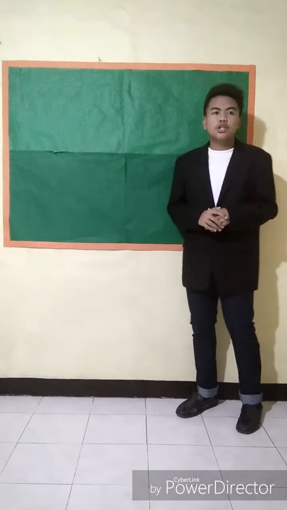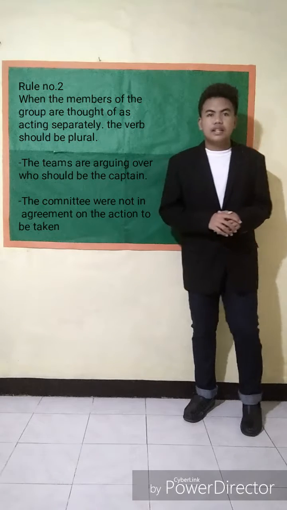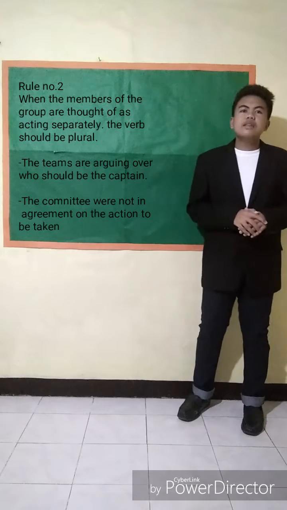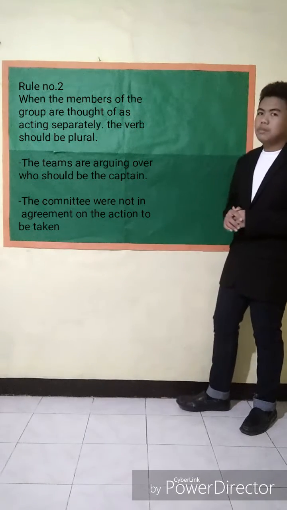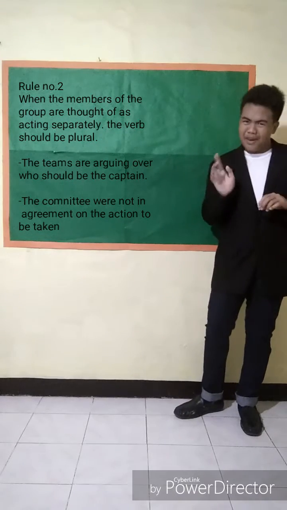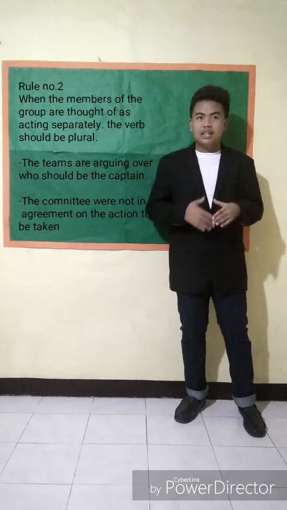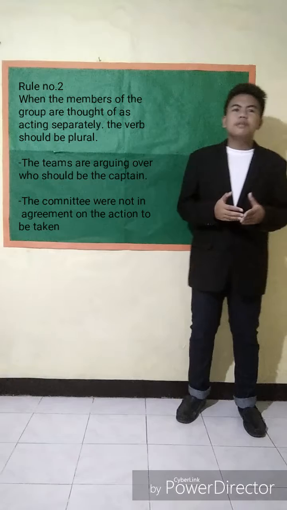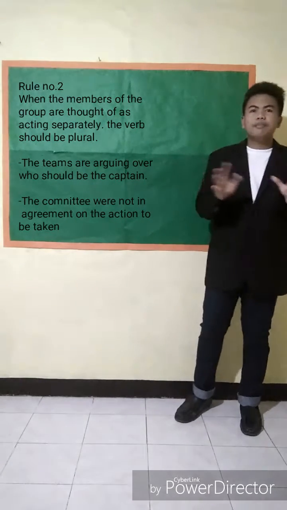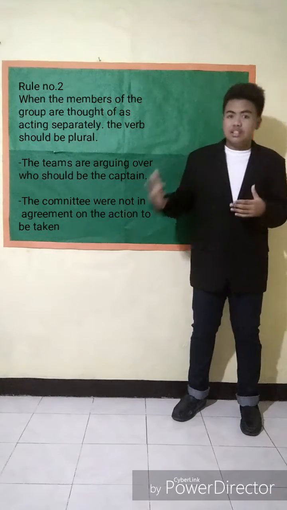Rule number 2: when the members of the group are thought of as acting separately, the verb should be plural. Example: the teams are arguing over who will be the captain. The individual members in the team are arguing, so they are acting separately. Another: the committee were not in agreement on the action to be taken. The verb should be plural.